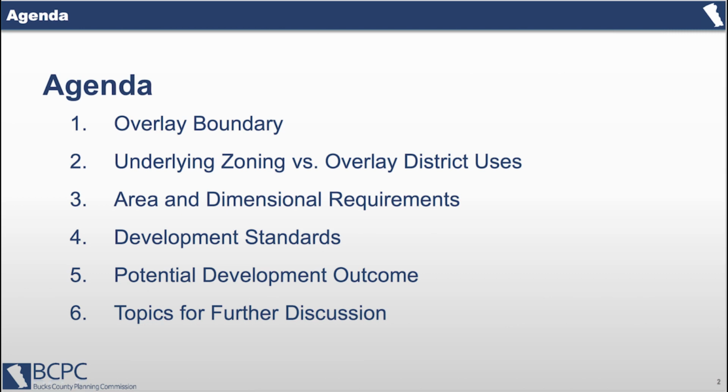We're then going to look at the area dimensional requirements and how they compare to the underlying and existing zoning. Then we'll get into some of the highlights from the development standards that are present in the draft. After that, I'll just show a quick illustration of what a potential development outcome might look like under these standards. And then finally, we'll touch on a few areas that we saw as requiring a little bit more discussion before we move forward and put them into the draft.